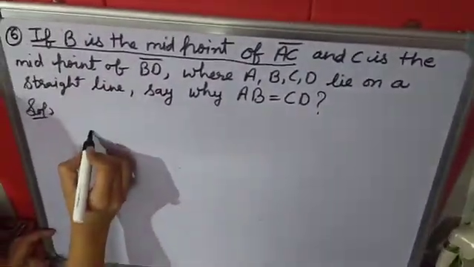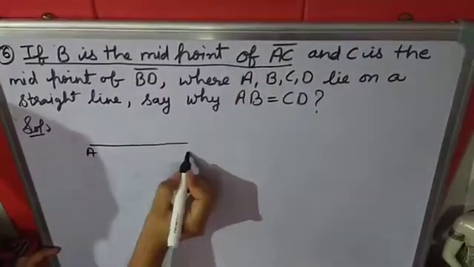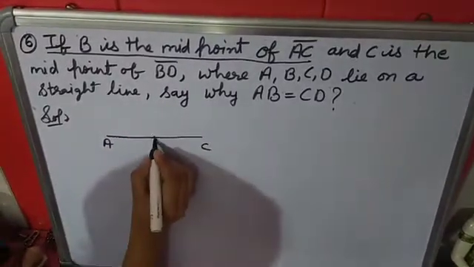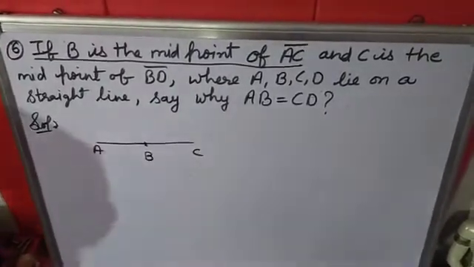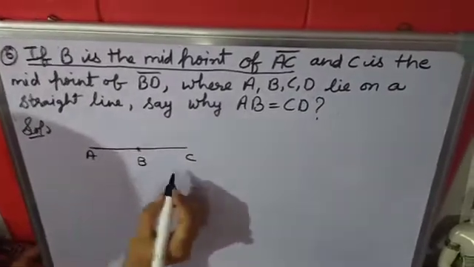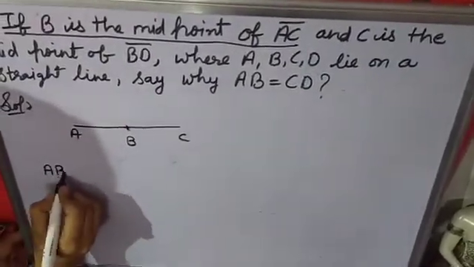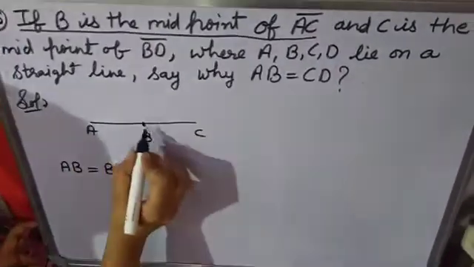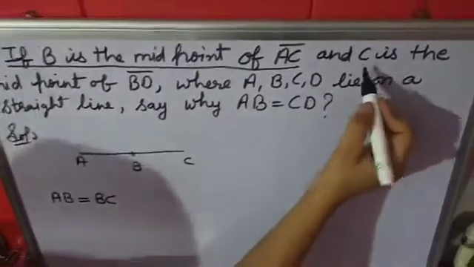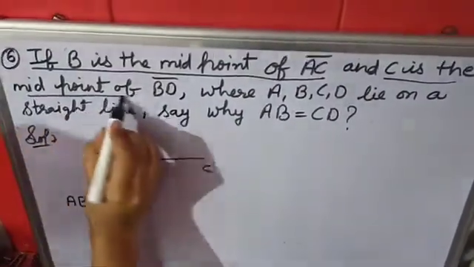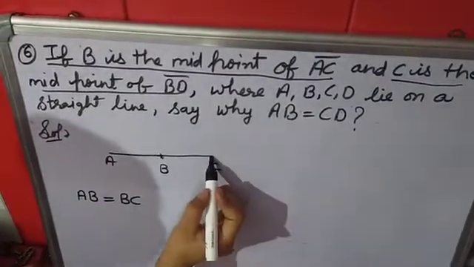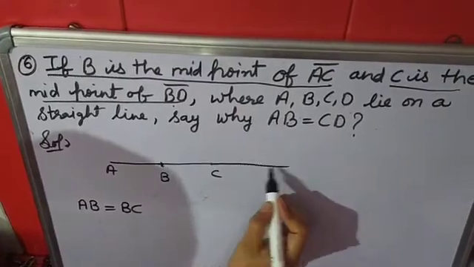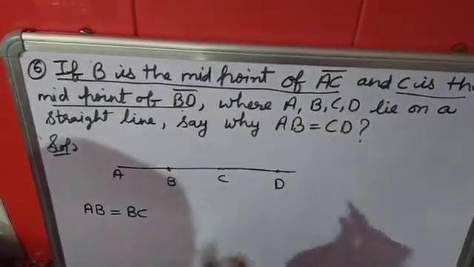Draw one line AC, and he is saying B is the midpoint of AC. Take B in between. ठीक है? B is the midpoint of AC. So it means AB is equal to BC because B is the midpoint of AC. Now in the next line he is saying C is the midpoint of BD. So B is there. So we will increase this line and D point will come here.